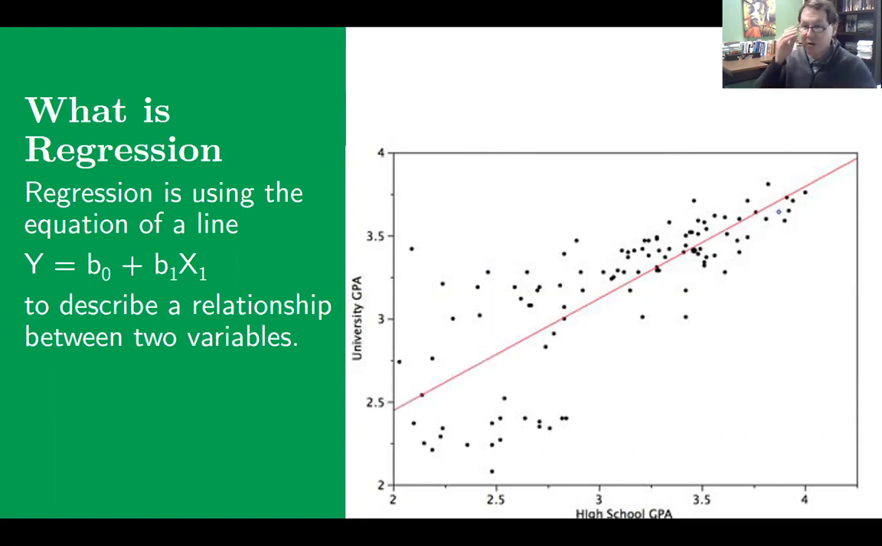So b sub 0 is our y-intercept. It's where our line crosses the y-axis. In this one, it looks like a little bit under 2.5. And then b sub 1 is a slope. It's a slope value associated with x sub 1. Every time we increase our x value by a unit of 1, what effect does that have on y? If we were to go from a 2 GPA to a 3 GPA, how would that change our university GPA, our outcome, our predicted GPA? So we can think about that relationship in terms of a line.